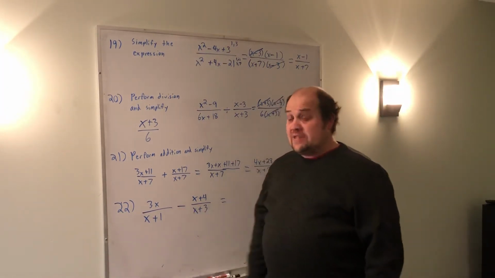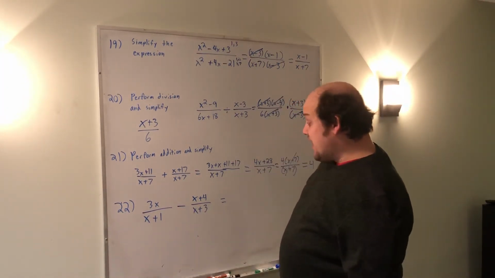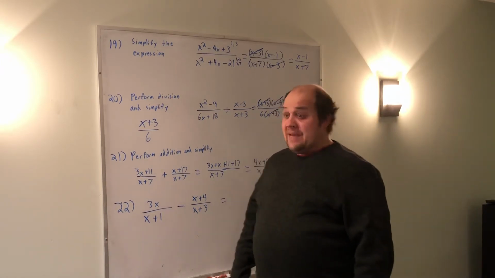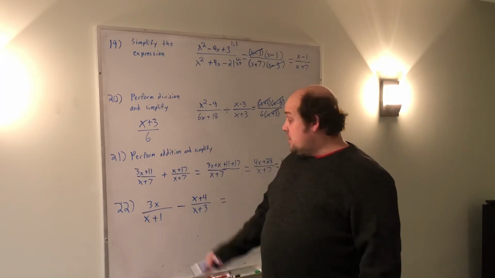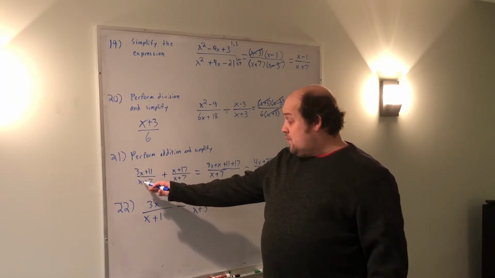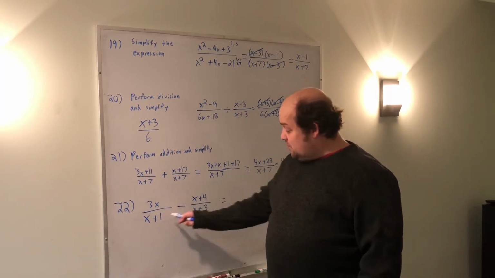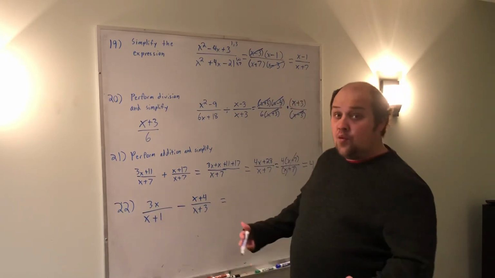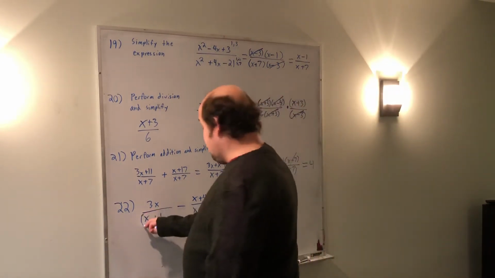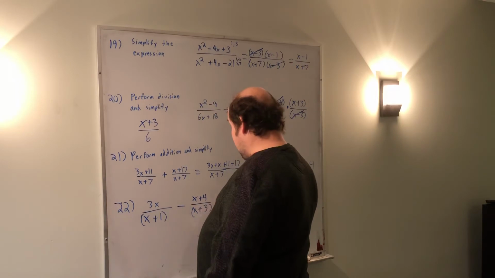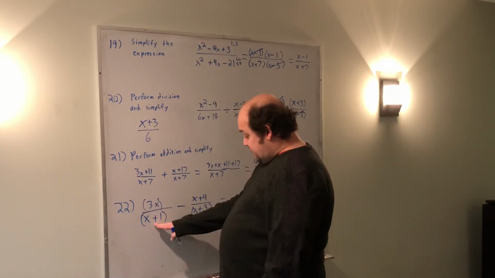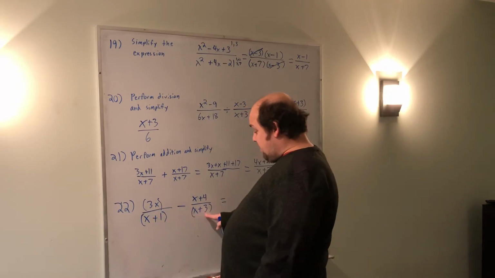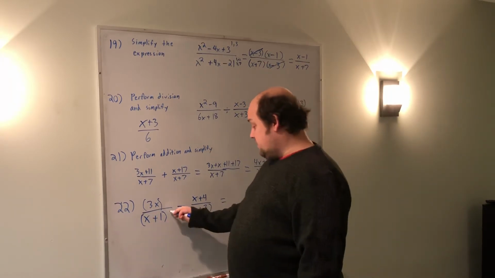Number 22 is the type of addition or subtraction that we don't really like. Basically, I cannot combine these in the form that they're currently in, because unlike problem 21, where the two bottoms were the same, these two bottoms are not the same. In order to make them the same, I'm going to need to multiply by the other bottom. So here on the left, where it has x plus 1 on bottom, I'm going to multiply by what's on bottom on right, x plus 3.